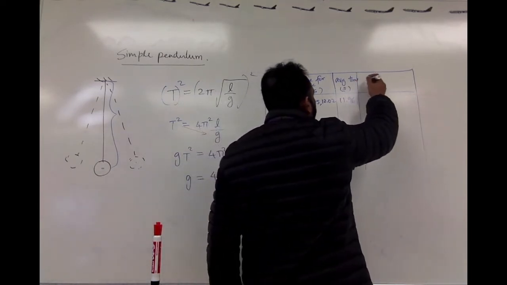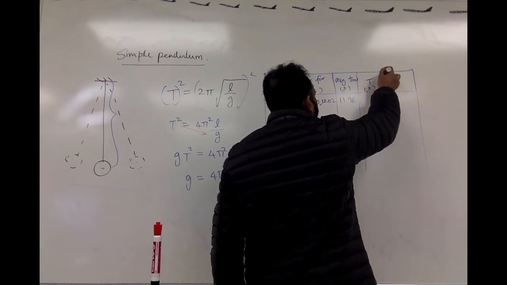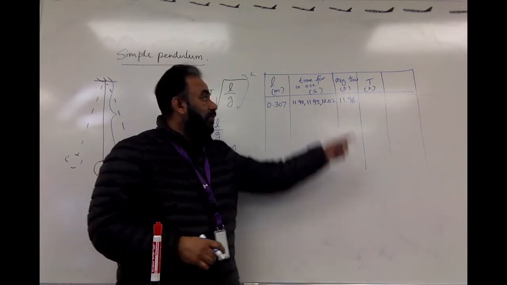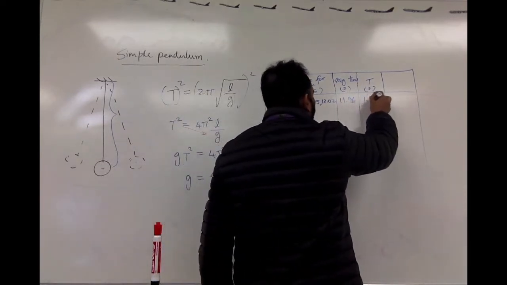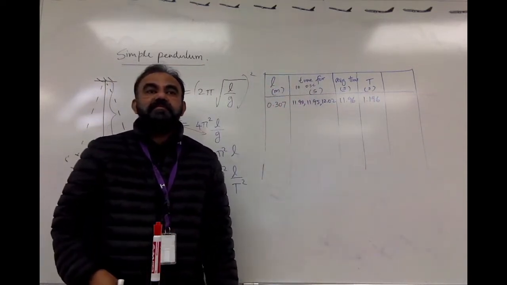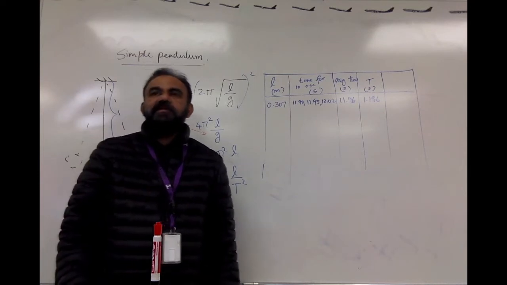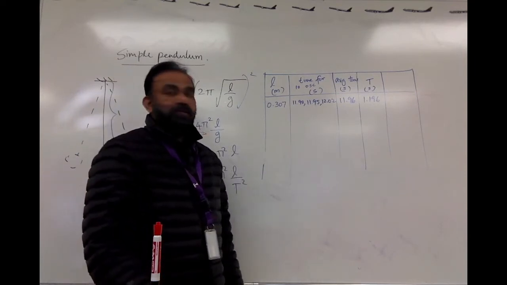And then the next step is going to be time period. And what is time period? It is the time taken for one oscillation. So what do you do? You divide this by 10. And so your answer is 1.196. Don't round it because you need 4 sig figs. Keep the number of sig figs. Just because you're dividing by 10 should not change the number of sig figs of your value.